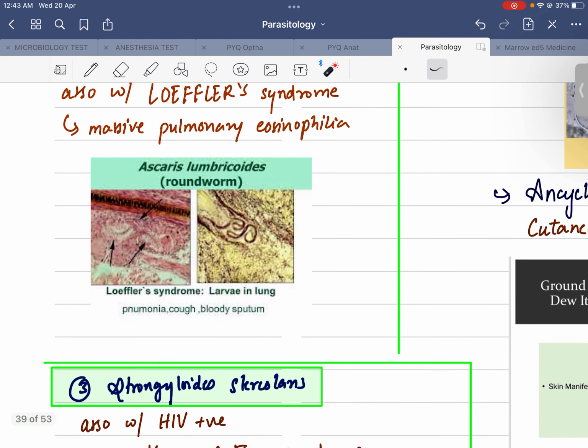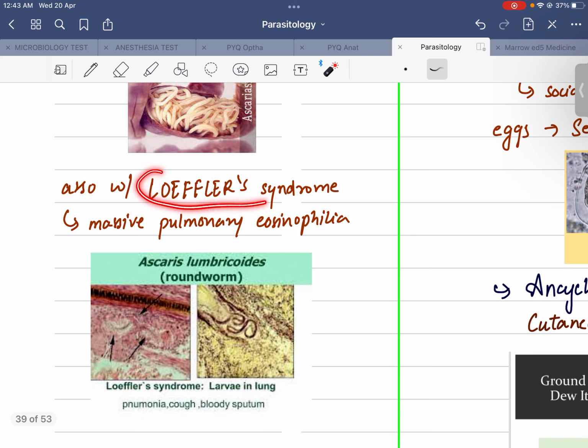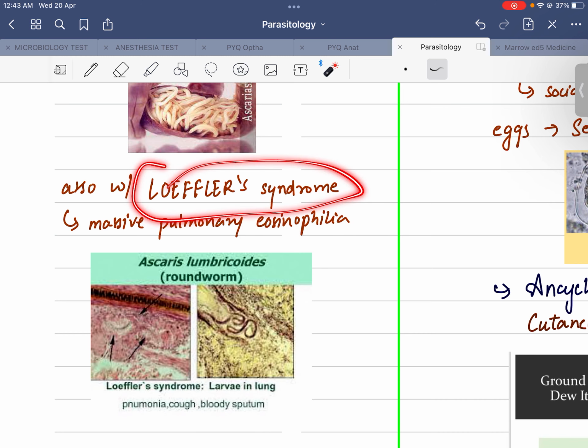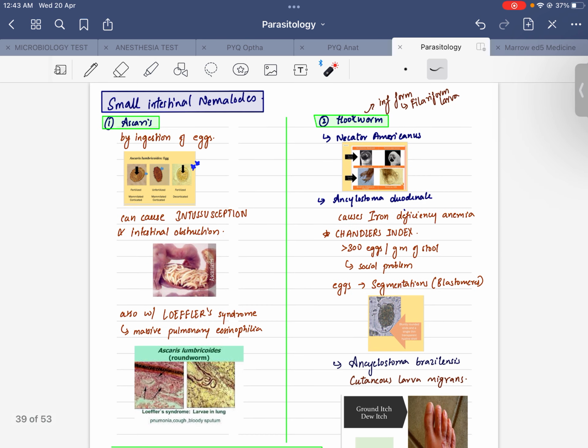Ascaris can also infect the lung. It can cause an inflammatory reaction in the lung. Basically a lot of eosinophilia in the lung, pulmonary eosinophilia. That is called Loeffler's syndrome. Okay, for Ascaris, 3 words you need to remember. First of all, intussusception, intestinal obstruction, and Loeffler's syndrome. Okay, intussusception, intestinal obstruction, and Loeffler's syndrome for Ascaris.